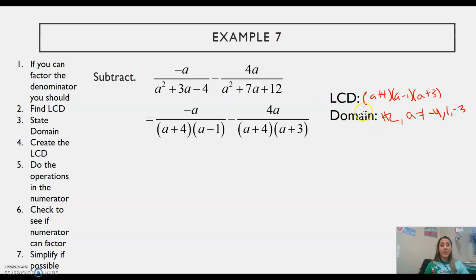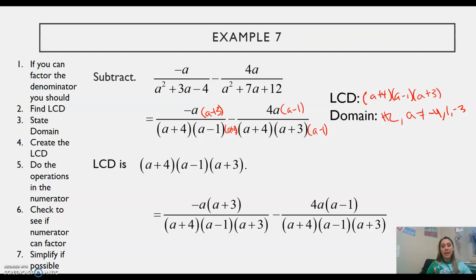All right, so I've got the domain. So I factored. I found the LCD. I stated the domain. Now I need to create it. So this has a plus 4 and a minus 1, but it doesn't have a plus 3. So we need to multiply that by a plus 3. And then this one doesn't have the a minus 1.